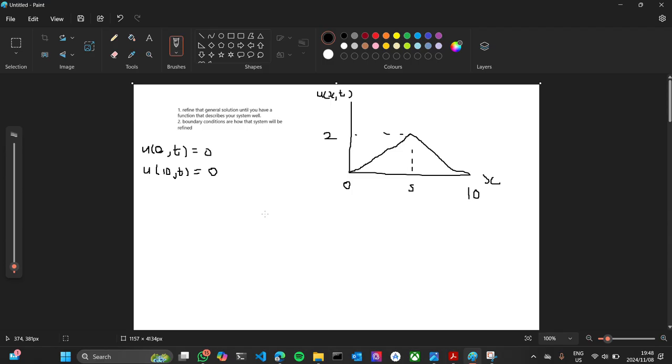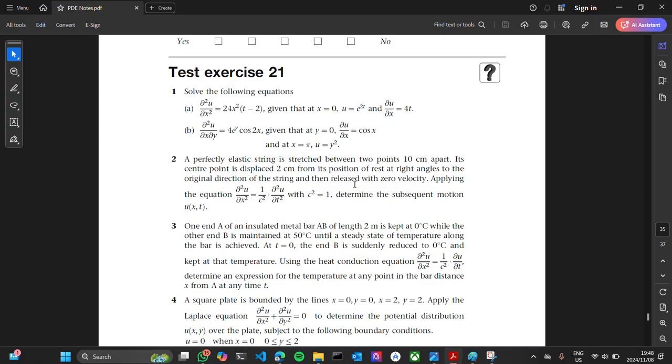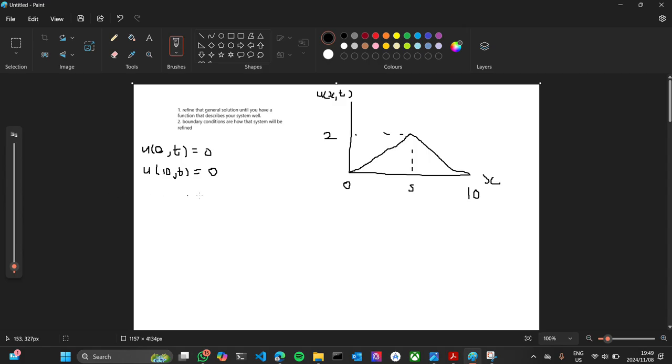Then the next condition you've got is, they tell us here that the string is released with zero velocity. So that's your next boundary condition: at time t equals 0, the velocity of the system is 0.